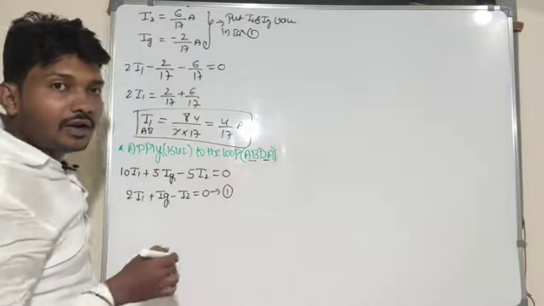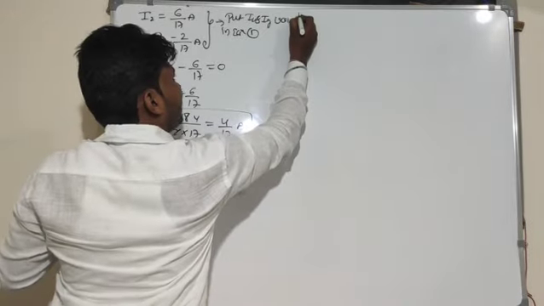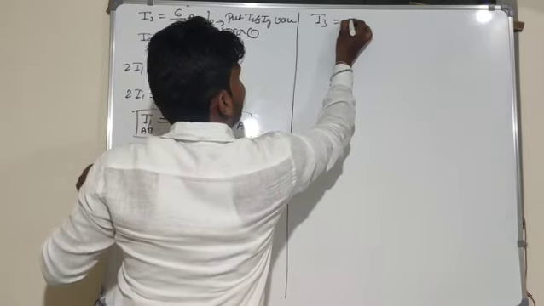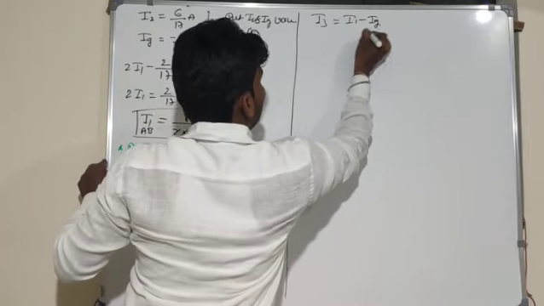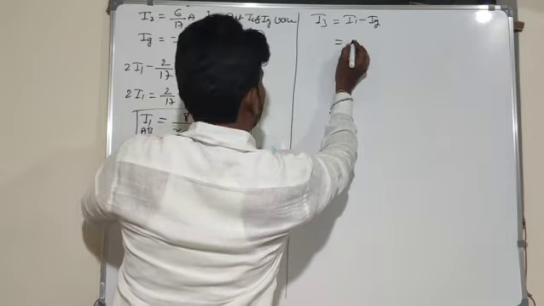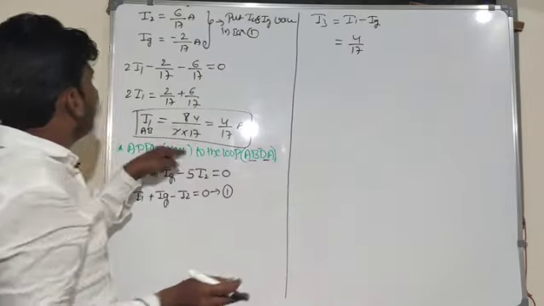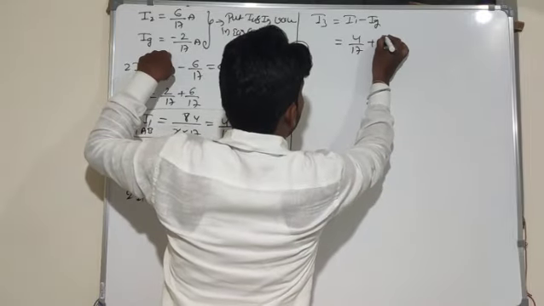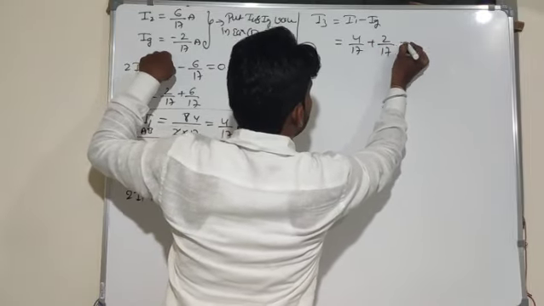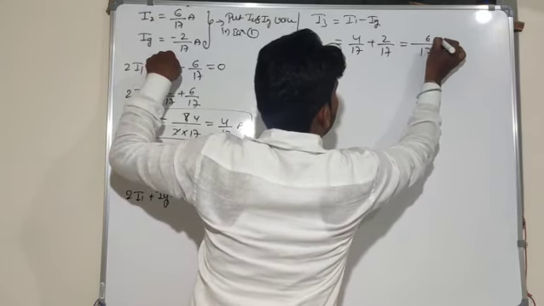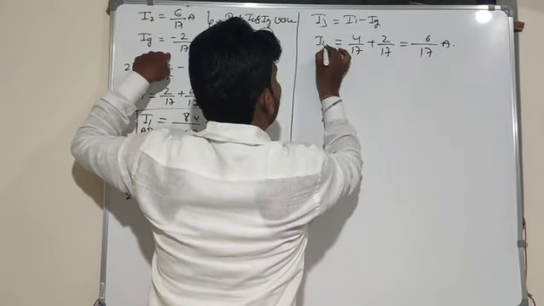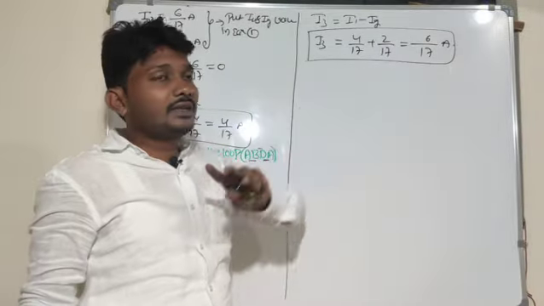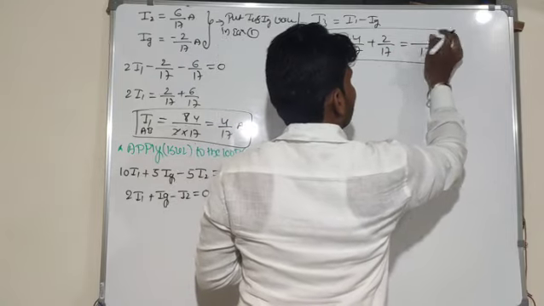Now I got I1 value, I2 value, Ig value. Then I3 value and I4 value are yet to be determined. I3 is equal to what? I3 is equal to I1 minus Ig. I1 is 4 by 17 minus Ig. Ig value is minus 2, minus minus becomes plus, so plus 2 by 17. So that is 6 by 17 ampere. I3 value is also 6 by 17 ampere.